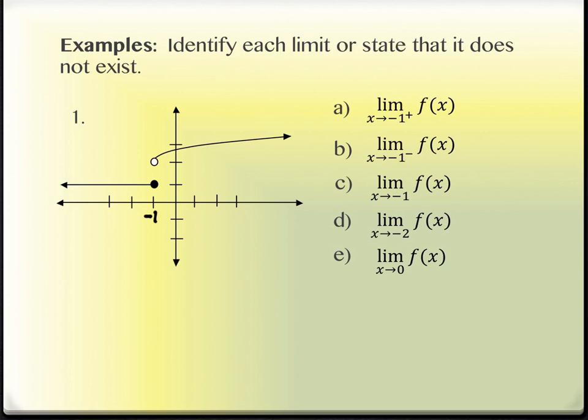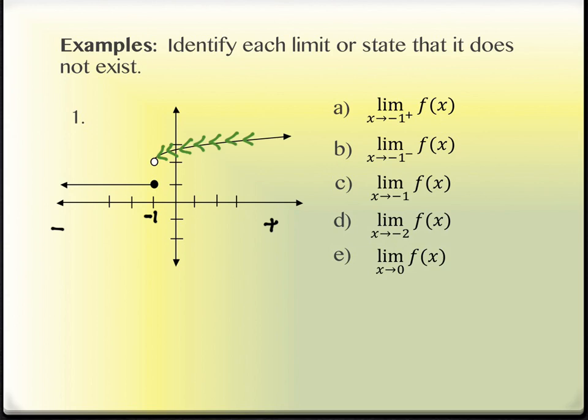Now, A says that the limit as x approaches -1 is coming from the right, right? Positive means the right-hand side. This is the positive side of the graph. This is the negative side of the graph. So we are coming from, not moving toward, but coming from the positive side of the graph. So in a very real sense, we are moving along the graph like this.